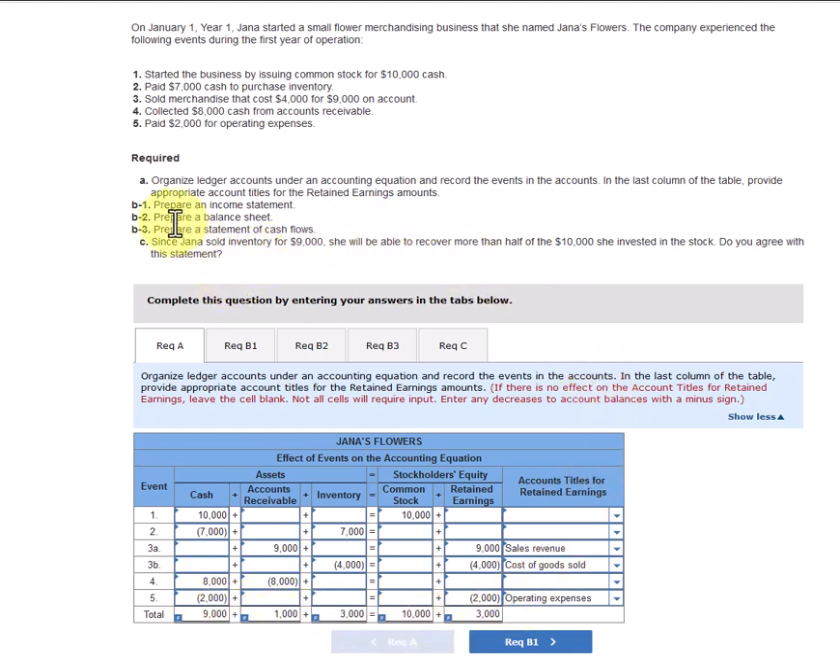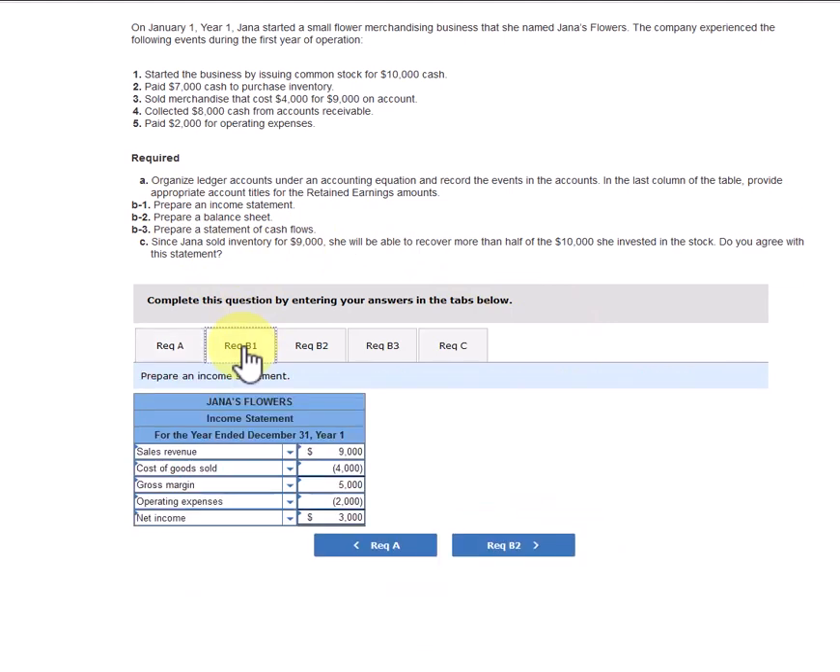Okay? So now we're going to hop over and prepare an income statement. The first thing we have to remember is an income statement only includes revenues and expenses. Those are the only things that we're going to have on an income statement. When you're completing your problem, your sales revenue is going to be whatever amount you see here. That is the sales revenue on account. In this case, on the problem that I'm working, it's $9,000.